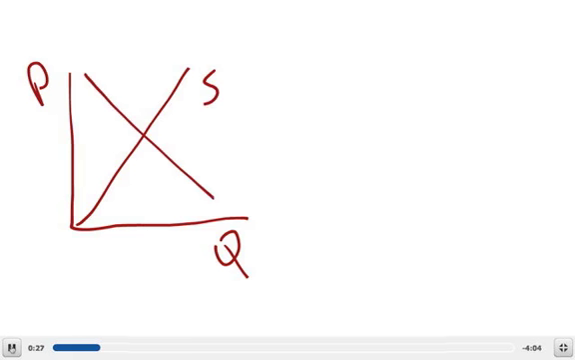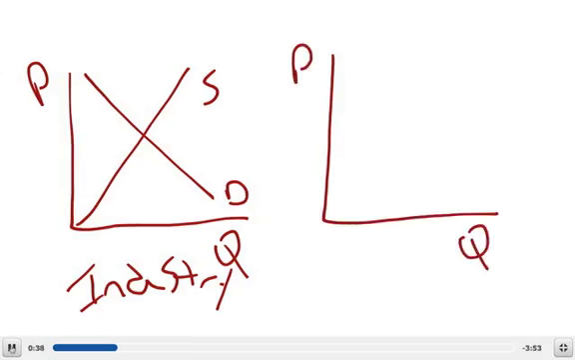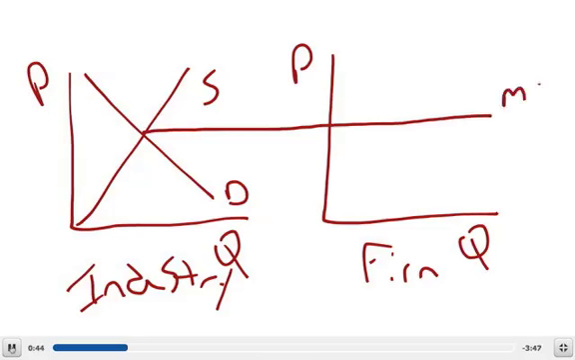So let's go ahead and draw our industry, price and quantity, supply and demand, and then we'll label this industry. And then we have our firm over here. And we will draw this price straight over. And that's our marginal revenue. And here's our marginal cost curve.